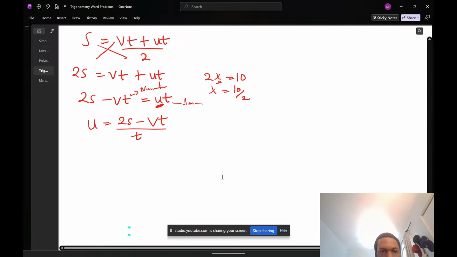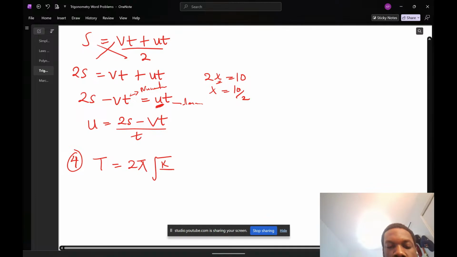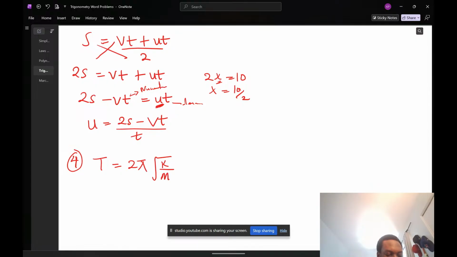So let's assume we have something like this. Number 4, we have t is equals to 2 pi square root k over m. I think this should be the formula for the time or the period of a simple harmonic motion. I'm not too sure if it's k on top or m on top, but I know we have something similar like this.